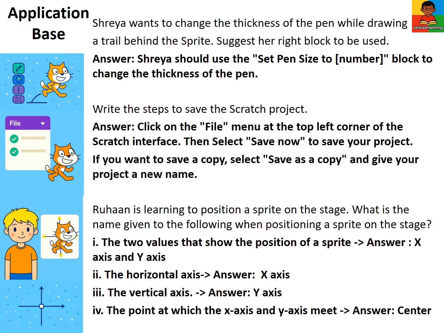Ruhan is learning to position a sprite on the stage. What is the name given to the following when positioning a sprite on the stage? The two values that show the position of a sprite are x-axis and y-axis. The horizontal axis is x-axis. The vertical axis is y-axis. The point at which the x-axis and y-axis meet is called center.